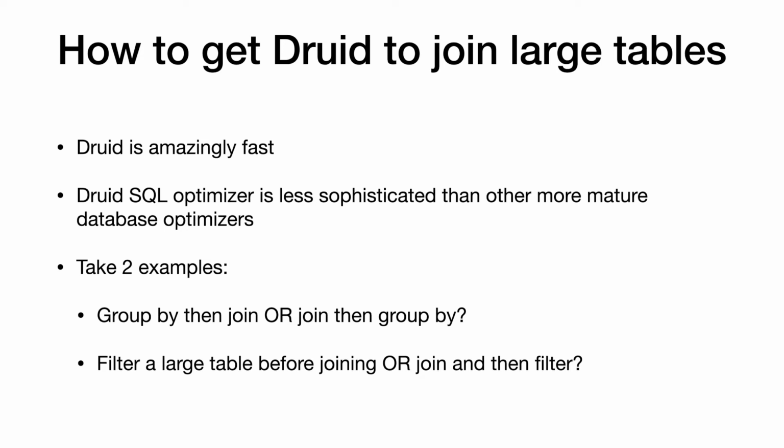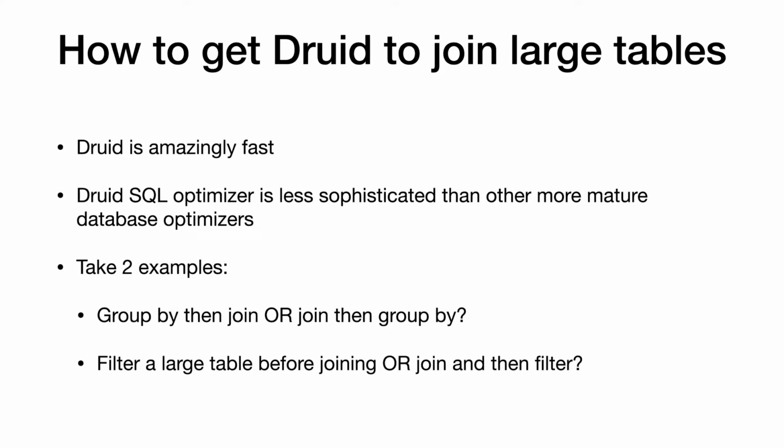Hi everyone, today we're going to talk about how to get Druid to join two large tables. So we all know that Druid's amazingly fast. However, you can run into some situations where Druid doesn't seem to be performing very well. And in many cases, I found that instead of, let's say, giving Druid more memory or spinning up more nodes, you can actually optimize the query yourself.